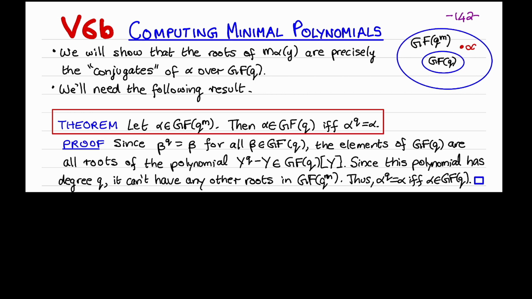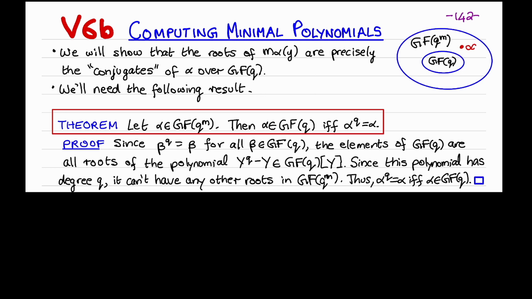The result characterizes elements alpha in the extension field GF(q^m) that are also elements in the subfield GF(q). So let alpha be in GF(q^m). Then alpha belongs to GF(q) if and only if alpha to the q equals alpha.